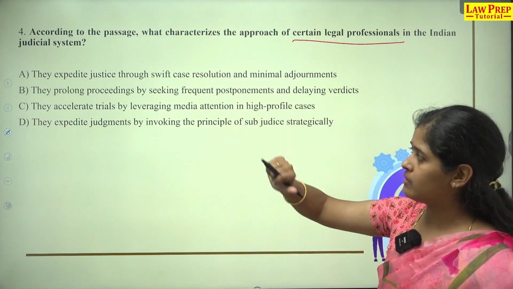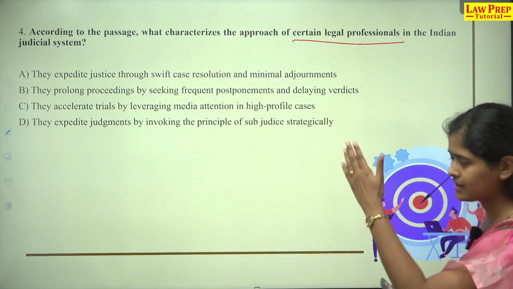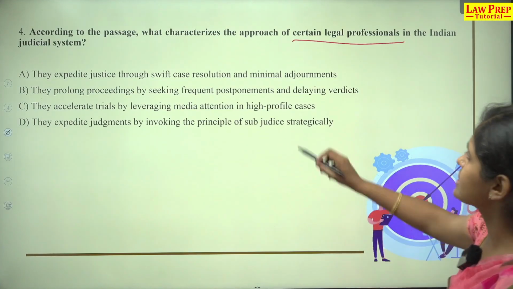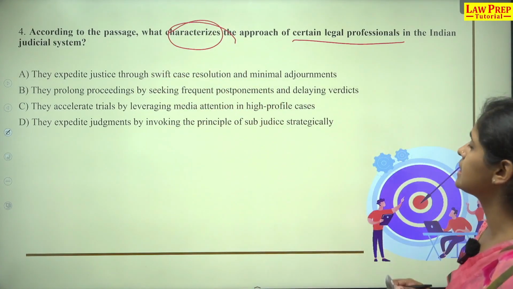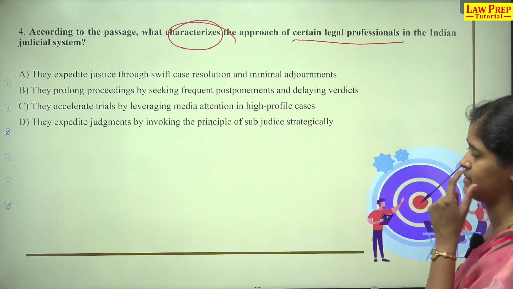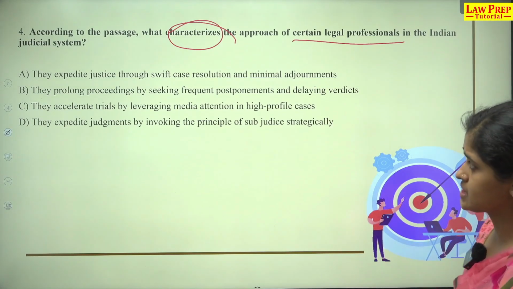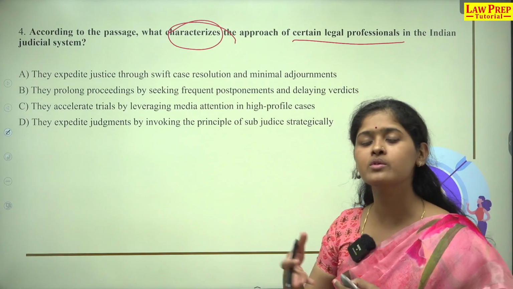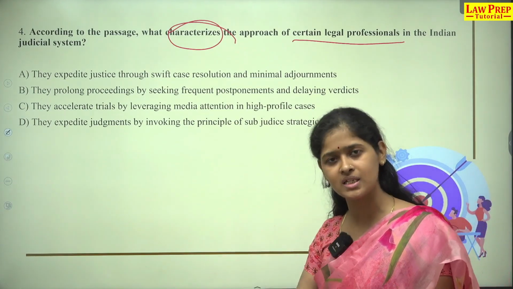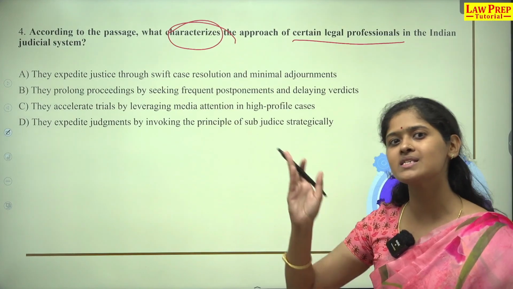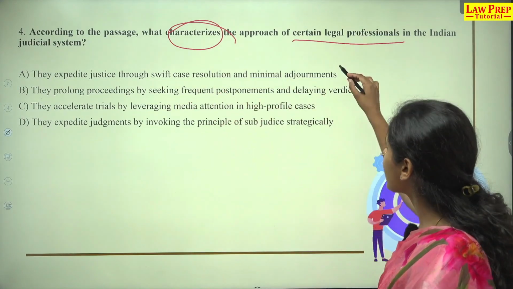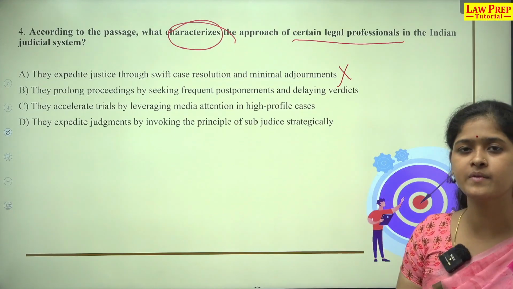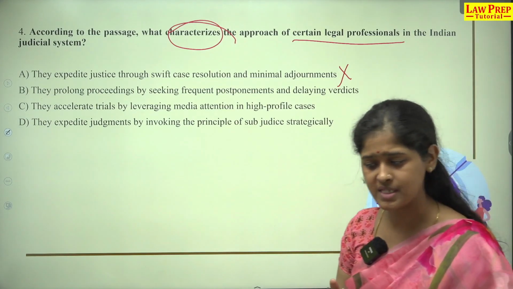See, we'll discuss 2 more things. Let's do this question again, then you'll feel otherwise distracted. Let's do this. What characterizes the approach of certain legal professionals in the Indian judicial system? They expedite justice through swift case resolution and minimal adjournments. What those lawyers and advocates are doing is they're seeking adjournments and taking cases up to decade or 2. It has to be wrong. There is nothing good written about certain legal professionals for me to take A option as the answer.